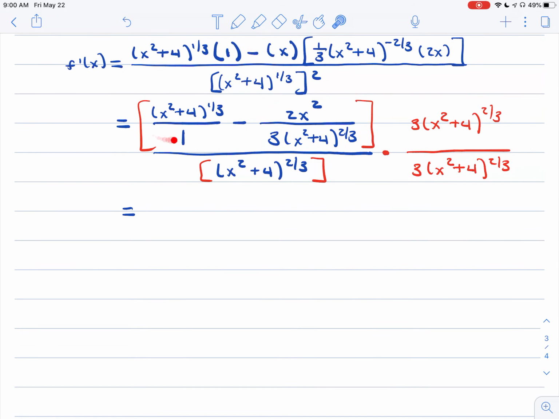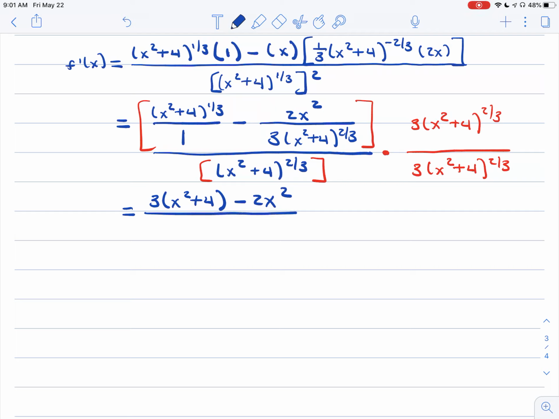For this first piece, we have x squared plus 4 to the power of 1/3. If we multiply by x squared plus 4 to the power of 2/3, we just add our exponents, and 1/3 plus 2/3 is simply 1. So this is just going to become 3 times x squared plus 4. Since it's a power of 1, we can leave that off. Then for the second term, since we multiplied by this denominator, those are just going to cancel out, and it just leaves us a -2x squared.